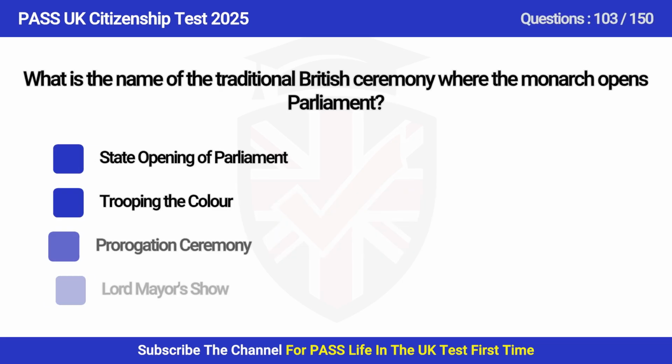Question 103. What is the name of the traditional British ceremony where the monarch opens Parliament? A. State Opening of Parliament. B. Trooping the Colour. C. Prorogation ceremony. D. Lord Mayor's Show.